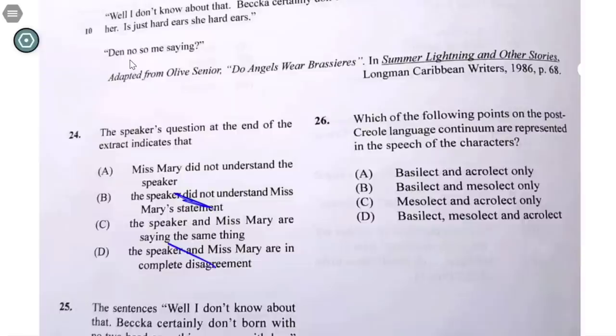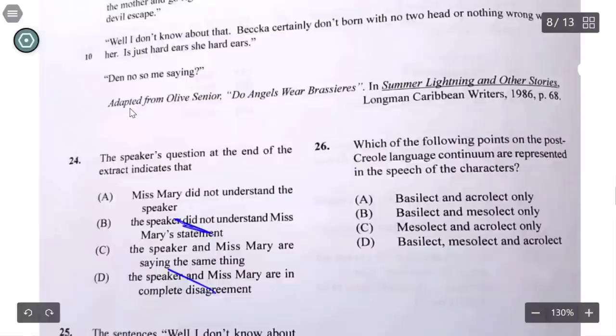Because Miss Mary said, well, I don't know about that. Hold on. I'd say C though, because it would be the part where he said, well, I don't know about that, because certainly don't born with two head and nothing wrong with her. It's just that she's hard of hearing, right?